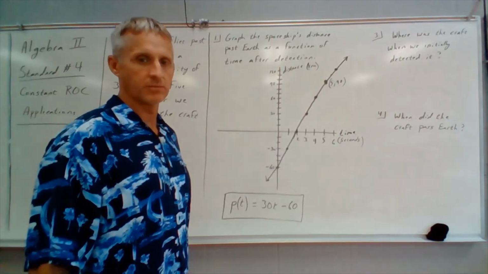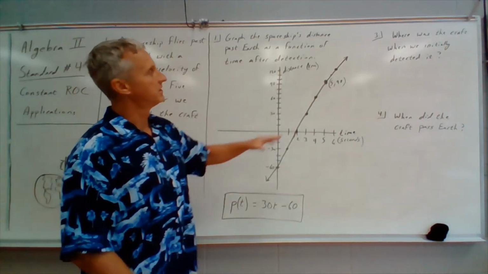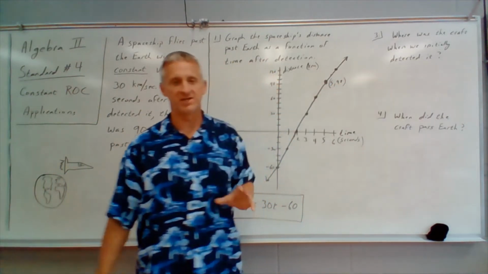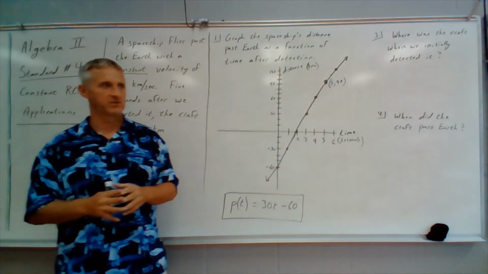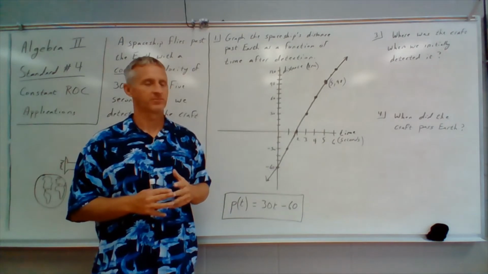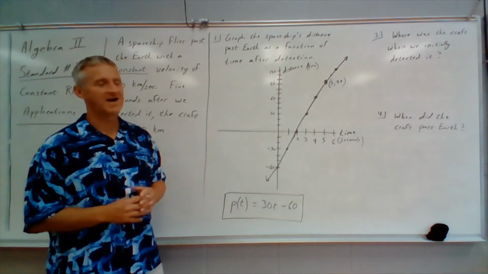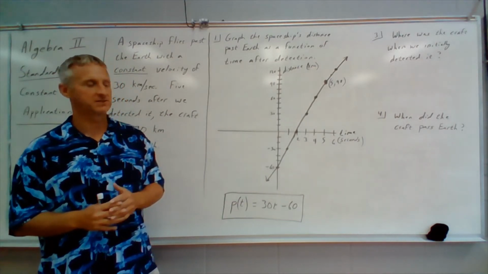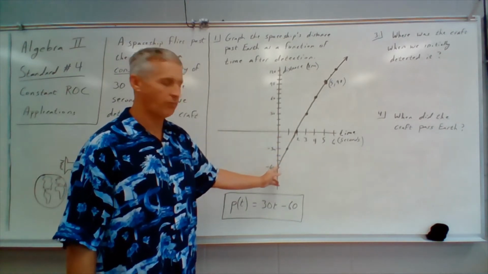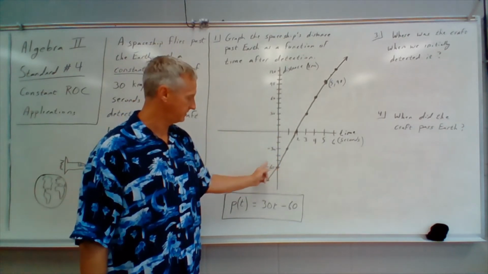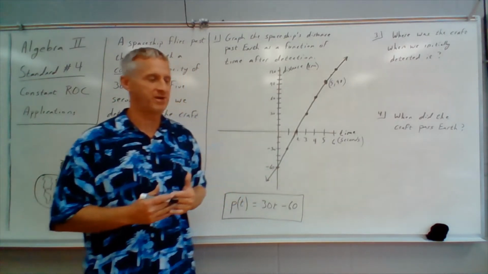All right, let's think of a couple more questions here about our spaceship. Where was the craft when we initially detected it? When we initially detected it, that would have been at time 0, because our time is measuring time after we detected it. So time 0 is when we initially detected the craft. Time 0 would be our y-intercept, so it would be this point right here, negative 60. What does negative 60 mean in the context of this problem?